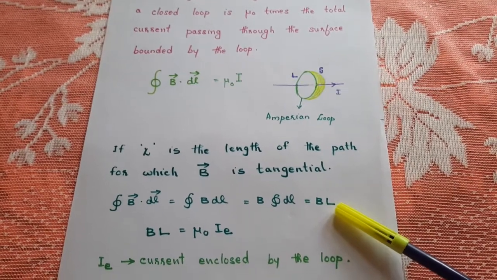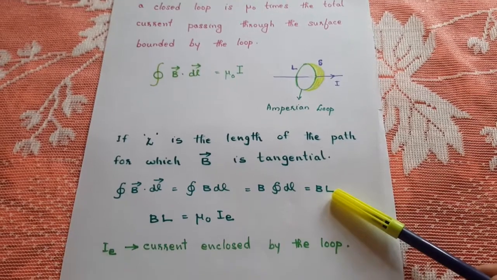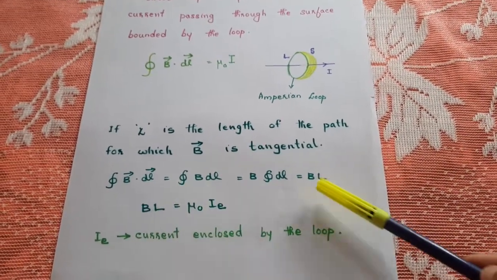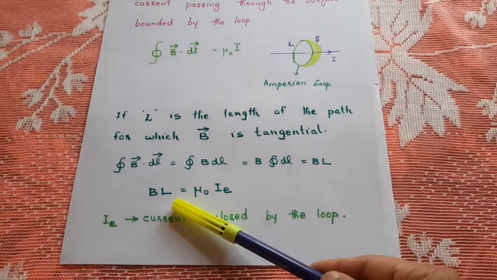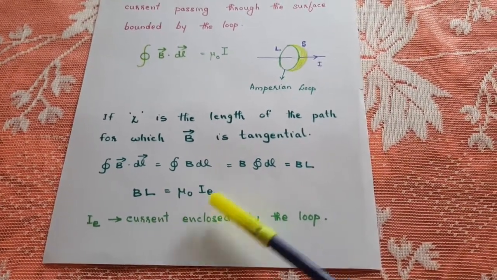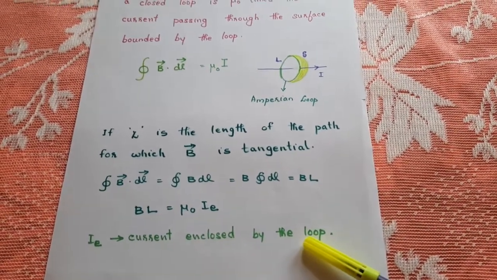If L is the length of the path for which the magnetic field is tangential, closed integral B dot dl is equal to BL, and that is equal to mu0 IE, where IE is the current enclosed by the loop.